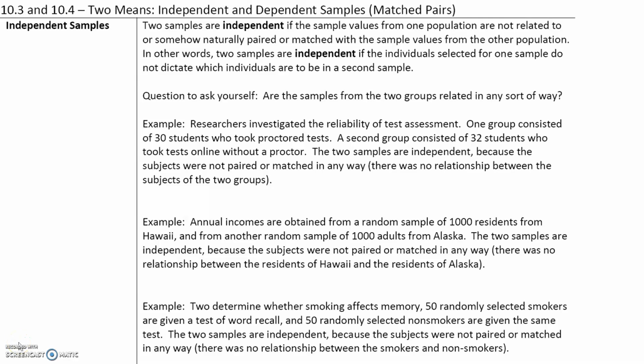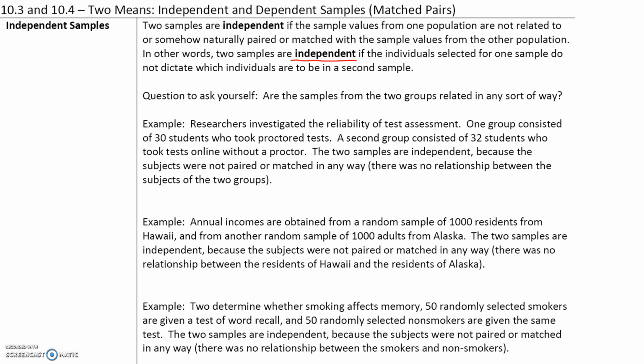In sections 10.3 and 10.4, we will talk about hypothesis testing for two means, both independent and dependent samples. Two samples are independent if the values from one population are not related or somehow naturally paired or matched with the sample values from another population. In other words, two samples are independent if the individuals selected for one sample do not dictate which individuals are to be in a second sample.